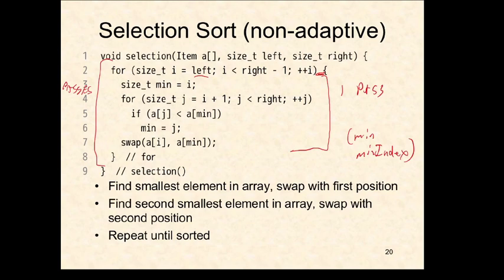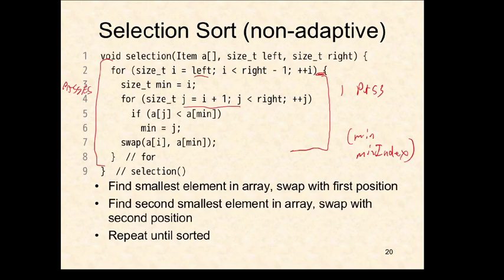So we assume the minimum index starts at I, and then we're going to loop for j equals I plus 1. I'm trying to find someone smaller than the one that I assumed was the smallest. So I don't have to compare a sub 0 to itself. I start comparing a sub 0 to a sub 1, a sub 2, etc. So that's why we start j out at I plus 1. We don't want to compare things to themselves.